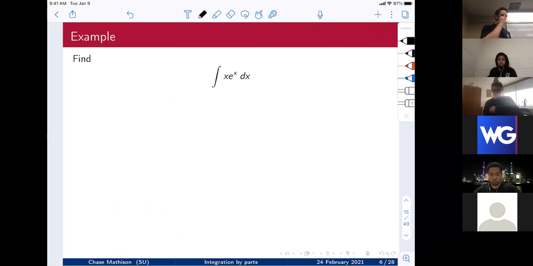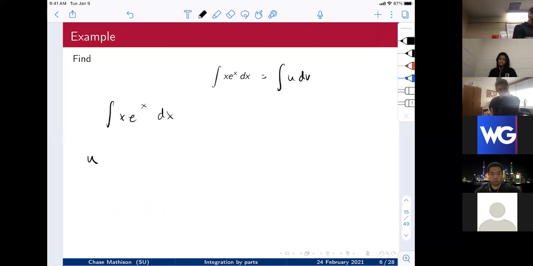So let's look at an application. Let's do that integral that we didn't know how to do before. We want to do the integral of x e to the x dx. All right. The hard part of integration by parts is deciding what function should be u, because this is the integral of u dv. We want to rewrite this as uv minus the integral of v du, right? We want to pick what function is u, and then what we pick to be u, everything else is going to be dv.